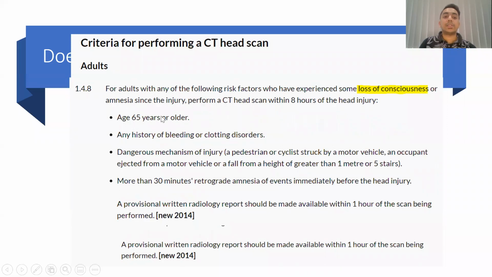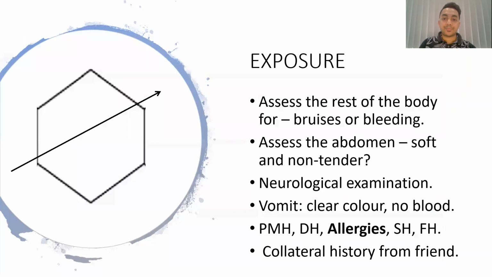Another thing to look at is the next guidance. For adults with any of the following risk factors who have experienced some loss of consciousness, which this patient has, or amnesia since the injury, perform a CT head scan within 8 hours of injury, provided they have one more of the following. His age is not above 65. Any history of bleeding or clotting disorders, which he doesn't have. Dangerous mechanism of injury, again a no. More than 30 minutes retrograde amnesia of events immediately before the head injury, again no. So this is why the patient would not be receiving a head CT in this case.